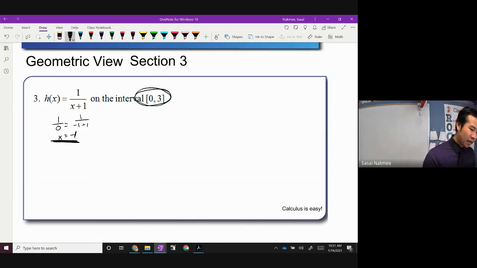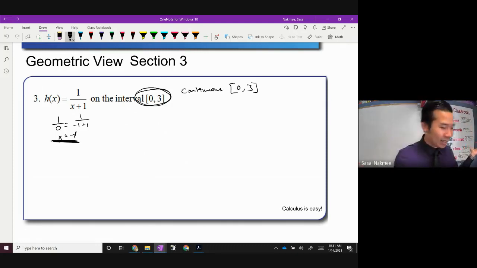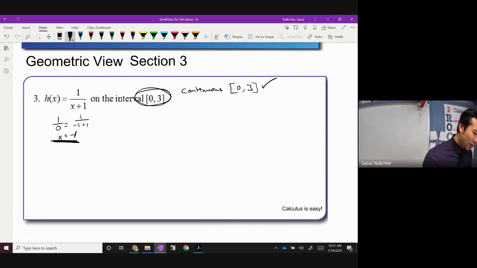So all I care about is, is it continuous on the interval from 0 to 3? And you plug in those values, you kind of just test it. Oh, 0 plus 1 is 1 over 1. That works. 3 plus 1 is 4, and 1 over 4. Oh, that works as well. Hey, it is continuous on that interval. Ta-da!